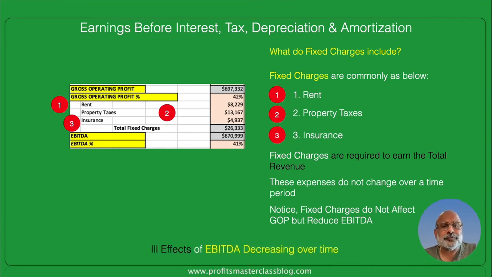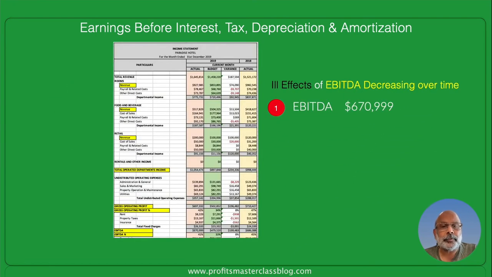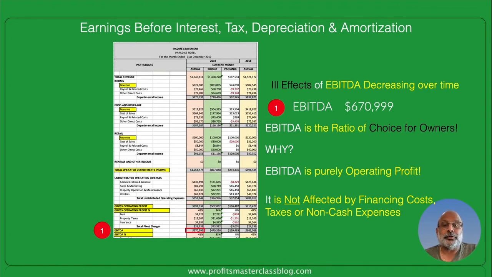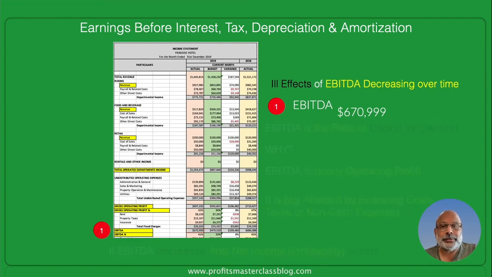Now, what are some ill effects of EBITDA decreasing over time? In this case, the EBITDA is a ratio, as we mentioned earlier, a favorite of owners. Why? Because it's purely operating profit. It's not affected by financing costs, taxes, or non-cash expenses. So owners would like to know EBITDA because they want to know purely what is the profit earned by the hotel by running the business itself. Now, if EBITDA decreases, the final net income, which is also known as profitability or bottom line, suffers. We shall see net income in a later video.